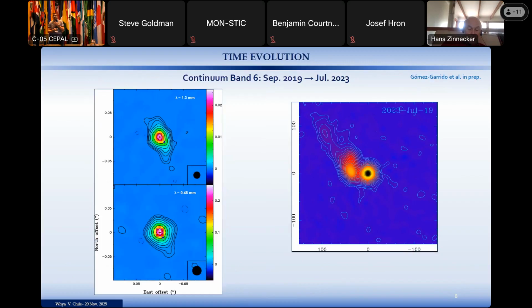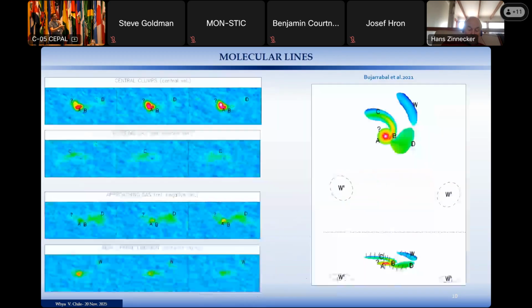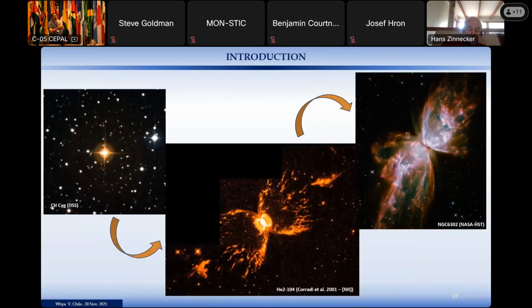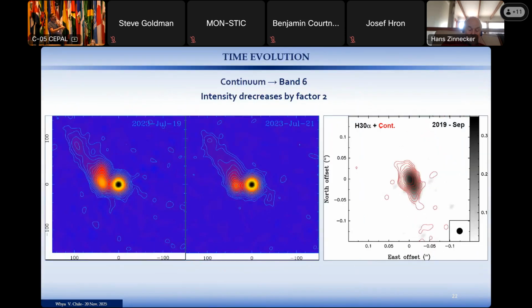In fact, the continuum and the recombination lines show probably where the white dwarf is, more or less, in different epochs. For example, here you can see in red the continuum, and in gray scale the H alpha. So the continuum traces the AGB star and the jet. However, H alpha is only located in the jet. We have to explore more recent observations in depth to know where the jet is.